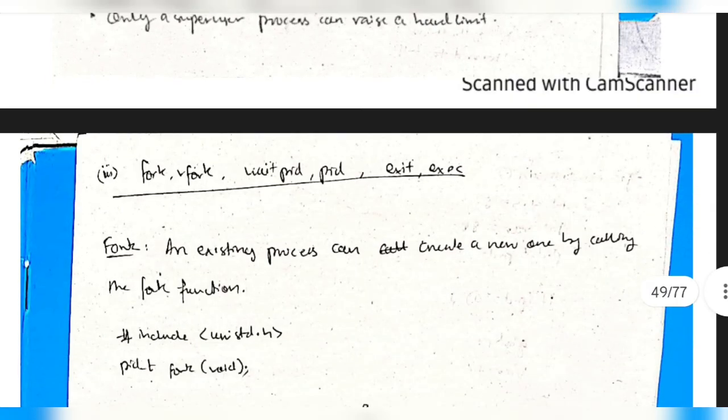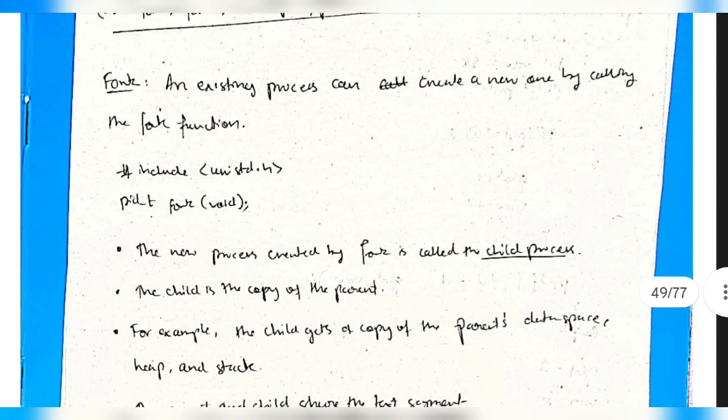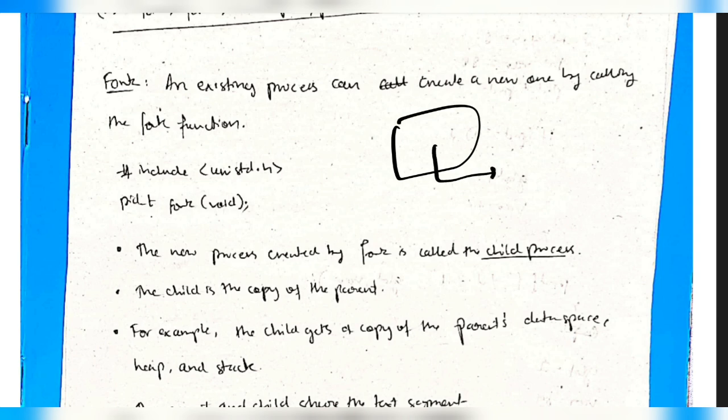The next one is fork and vfork. So let's discuss these two first, then the next two, and finally the last two. Fork and vfork. Fork means what? It's created by the parent. This is the parent, and after that it forks, and the child process is created here, so it will have the same copy and the same values. That is known as fork.